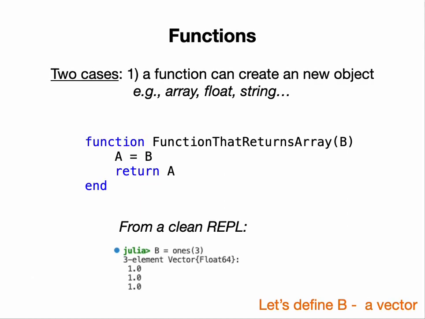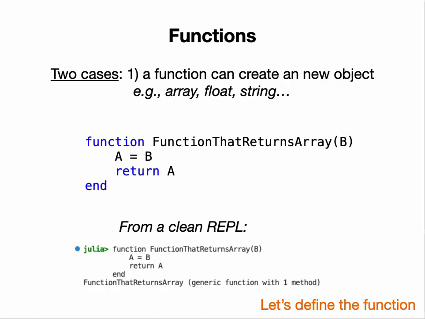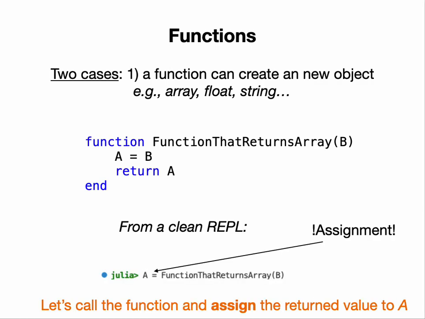The next step is to compile that function. So you can copy paste the code into the REPL and you press enter and if you get a blue point, you should see a function that returns array. That's the name of the function. It's a generic function with one method. Now, Julia is aware about that function. So the function is now defined. Now we can use it.